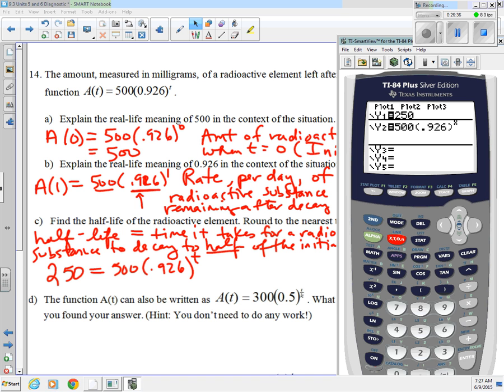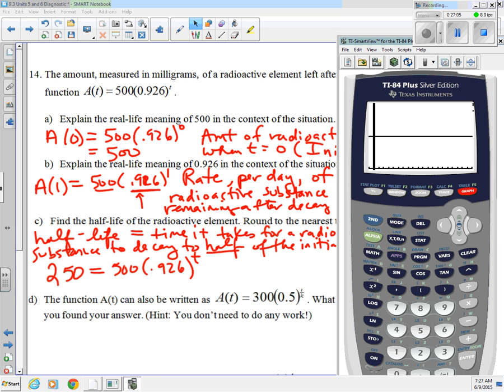Now, when I do this, I have to make an appropriate window. So my x min, well, I can't have negative time, but I'm going to put a little negative time in here so we can see the y-axis. And x max, I'm just going to put in 20 and see where we go from here. My y min, again, I want to see the x-axis a little bit, so I'm going to put in like negative 10. And I know my decay starts at 500, so I'll put in a little bit bigger. I'll put 510 in. And let's just see how this does.